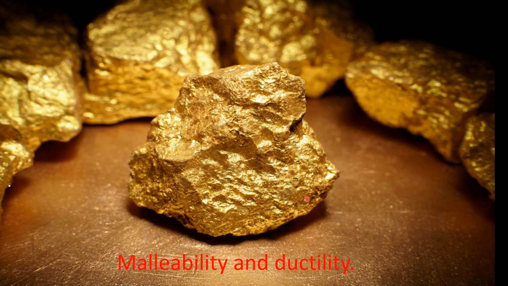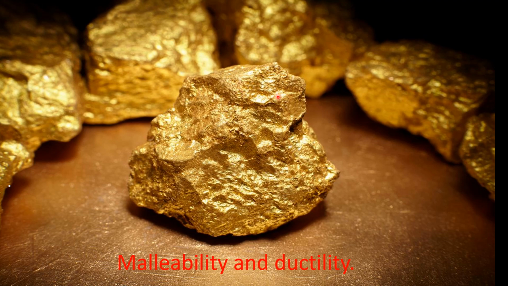Another important property of the metal is malleability and ductility, and malleability and ductility are also due to the metallic bonding. Now, malleability is the substance's ability to deform under pressure, like under compressive stress. So it is the ability of the substance, usually of the metals, to be deformed or to be molded into different shapes.